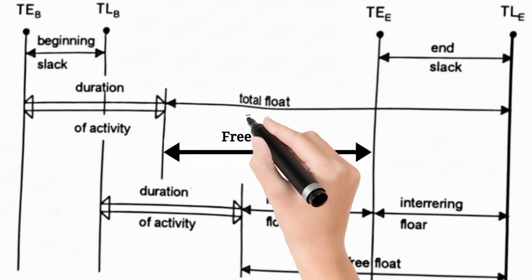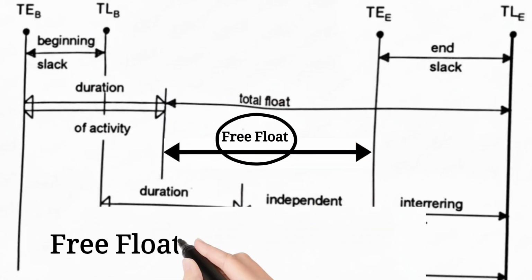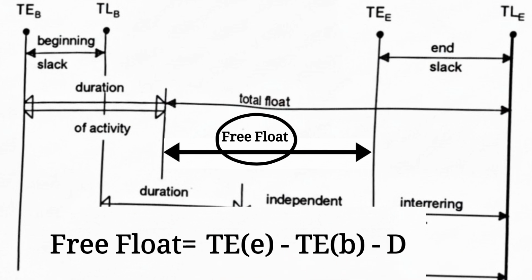Then there is free float. This is more specific. It asks, if we want the next activity to start as early as possible, how much time can we sleep on this one without affecting the next activity? It's the free time you have before you start causing a chain reaction.